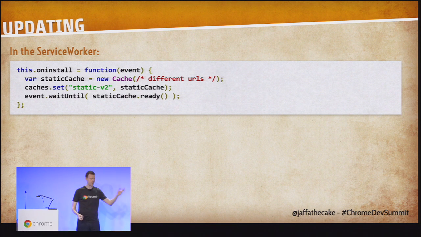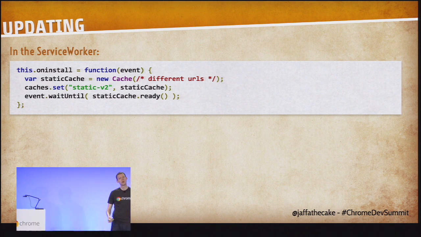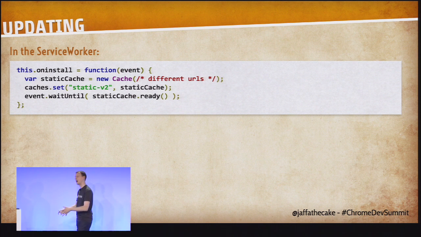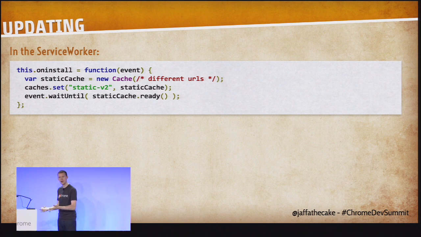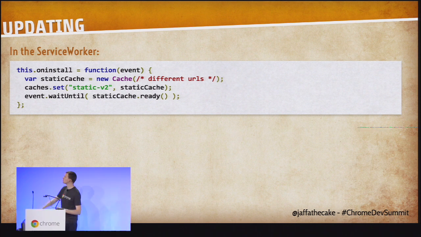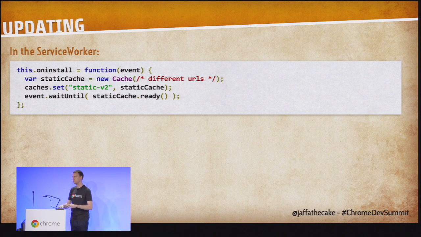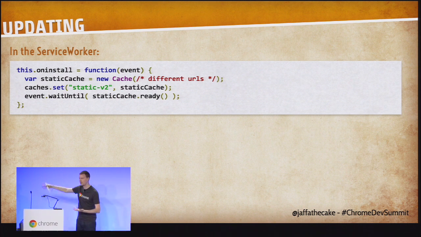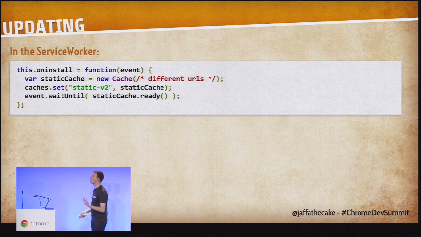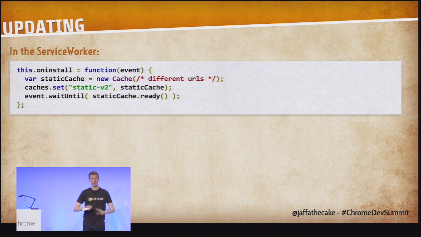So it's going to fire on install for that new service worker, but the old one is going to remain running, handling requests and pages that are active, that are actually using it. And that's why we create static v2 rather than mess around with static v1, because there are pages still using the old version. This new worker won't take over dealing with pages until the static cache is ready, because we've asked it to do that.